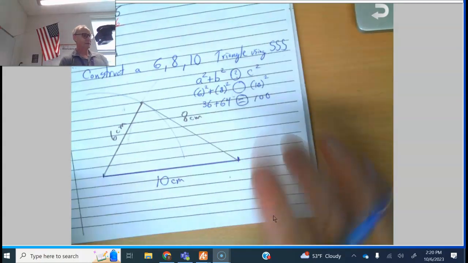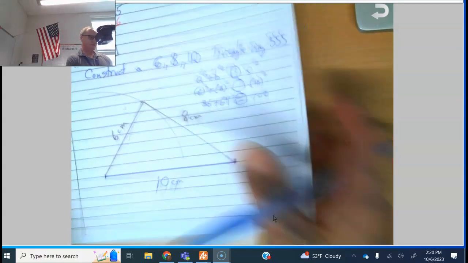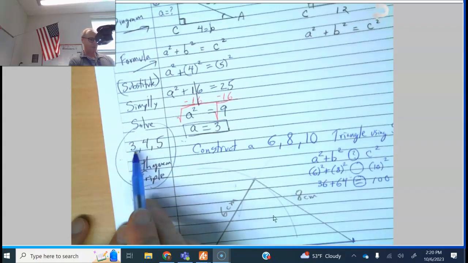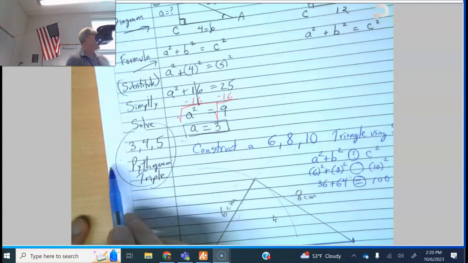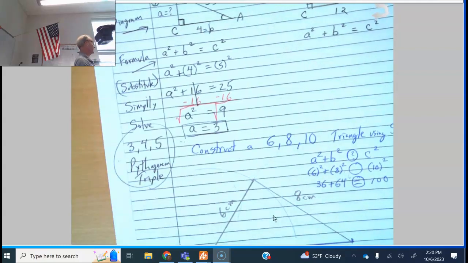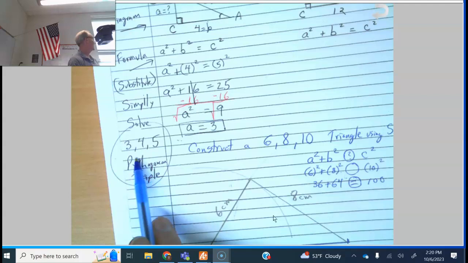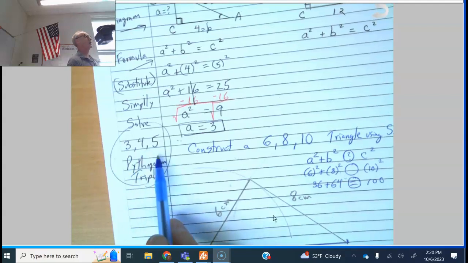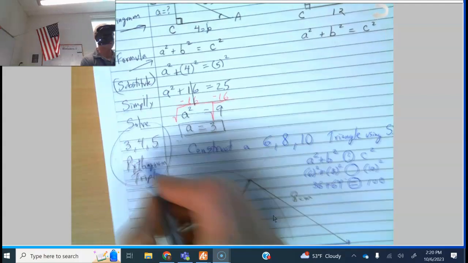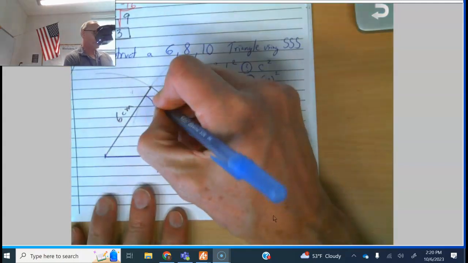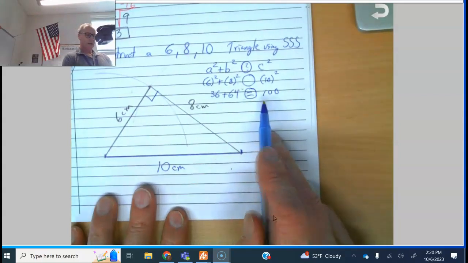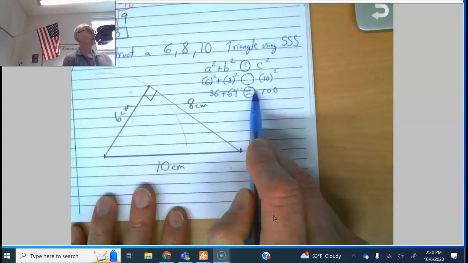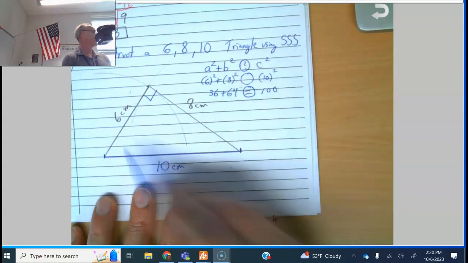And in fact, you may have noticed, I don't know if you did or not, that 3, 4, 5 doubled is 6, 8, 10. You could triple them, and you're still going to have a right triangle. It'll just be 3 times as big. If you make them 4 times as big, 5 times as big, these will always make right triangles. That's why this is so helpful to know. 6, 8, 10 is a right triangle based on the converse of the Pythagorean theorem. A squared plus b squared is equal to c squared, so this is true.